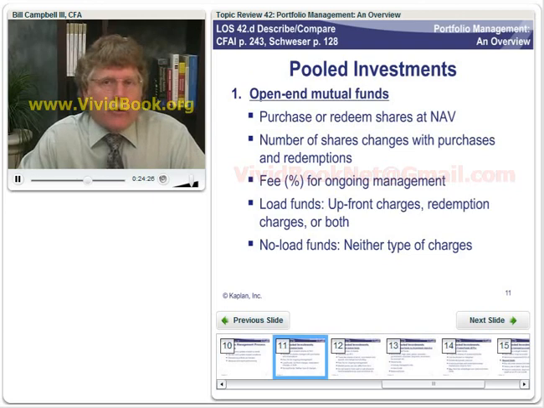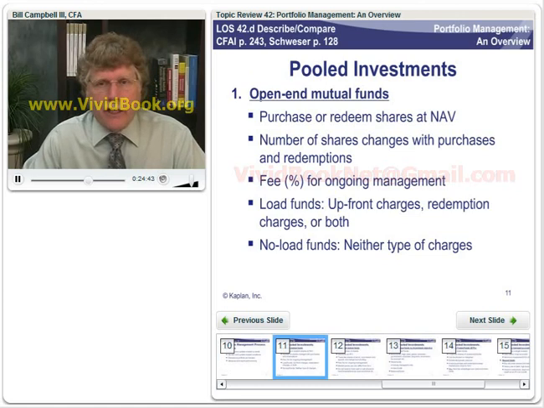All right, now we're going to talk about a number of pooled investments. We'll start with open-end mutual funds. An open-end mutual fund does not have a fixed number of shares. As new investors come in with new money, the mutual fund will sell them new shares. They will take that cash and invest it in the securities that the mutual fund owns. When existing shareholders want to redeem their shares, when they want to sell their shares, they don't sell them to somebody else on the open market, they sell them back to the mutual fund.